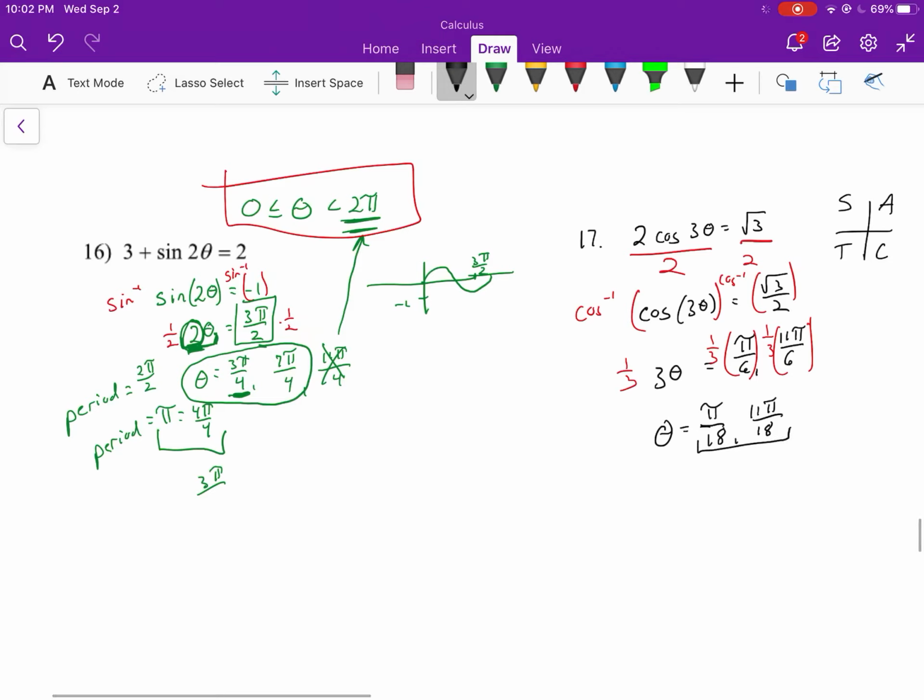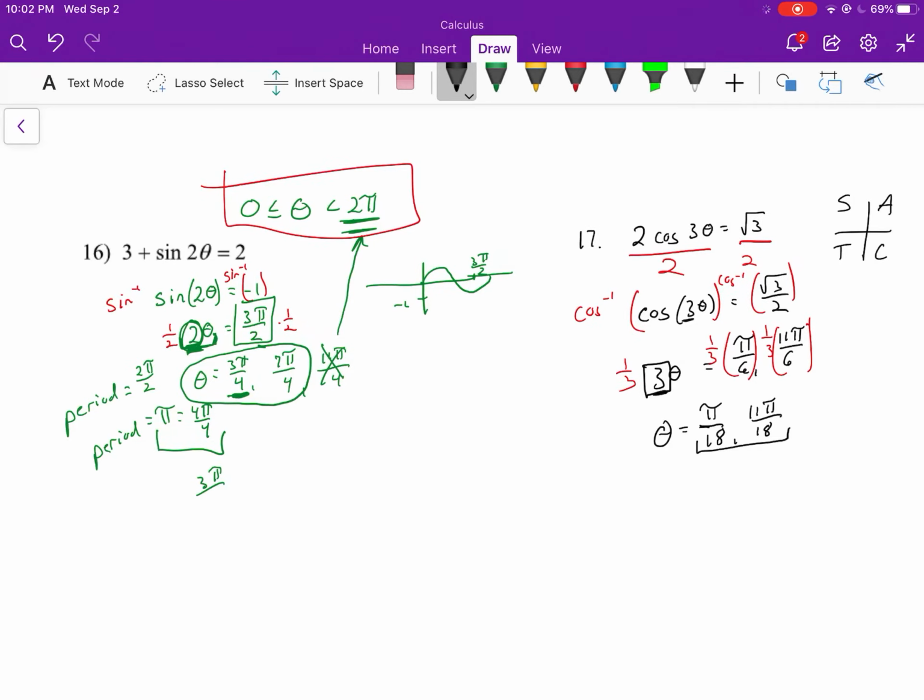We're actually going to have 3 groups of answers because it was 3 theta. The way that we find our other 2 groups is to take the period of cosine, which was 2 pi, but it's going to be 2 pi divided by 3, because it wasn't just cosine of theta, it was cosine of 3 theta. So over 3, that's our period.